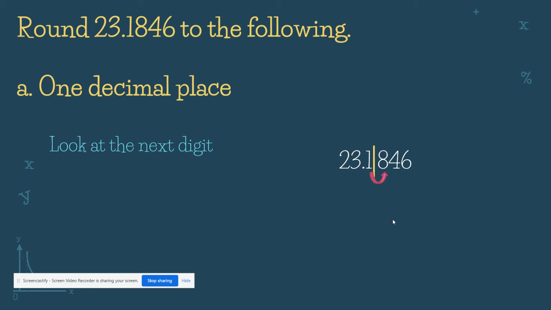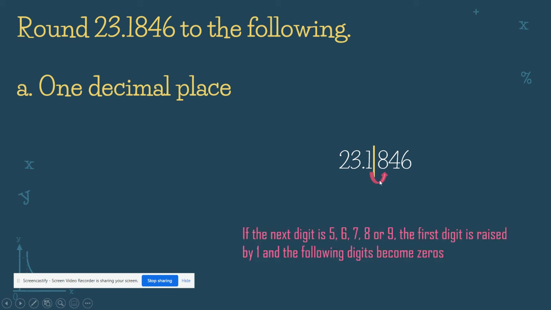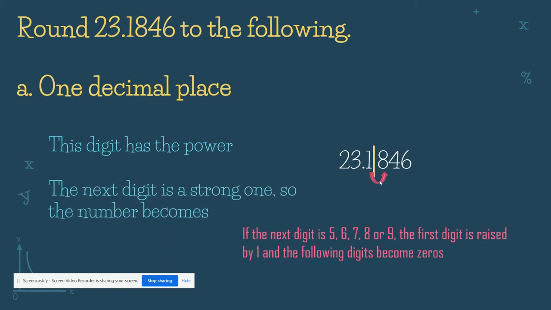Remember we spoke about weak and strong numbers? The 8 is a strong number, and the 8 will raise the number that we're rounding, that 1, up. The next digit is strong, so the number becomes 23.2. That 8 is strong enough to change that to a 2. Now, because he's given away his power, the 8 dies, and the whole family dies. So the answer is 23.2. It's because they asked for one decimal place. Your answer only has one decimal place.